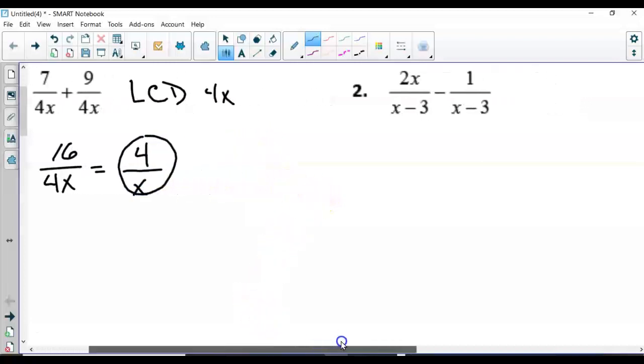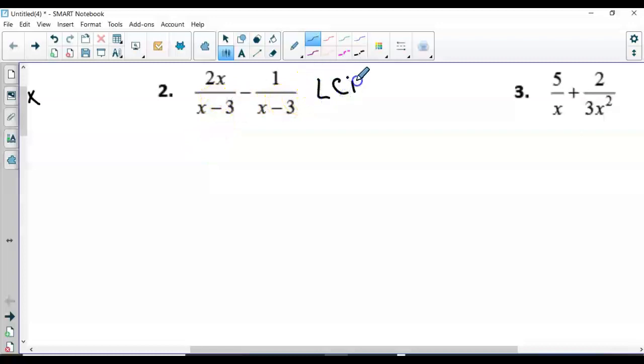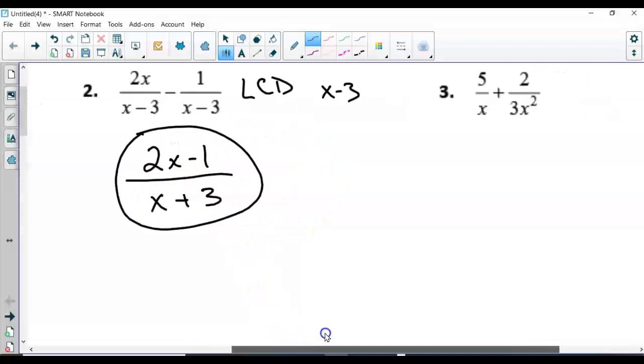Let's take a look at number 2. Once again, we already have our LCD. Our LCD in this case is x minus 3. And they are both x minus 3, so all we have to do is subtract our numerators in this case and put it over top of the LCD. And there's nothing to cancel out, nothing to simplify, so this is our final answer.